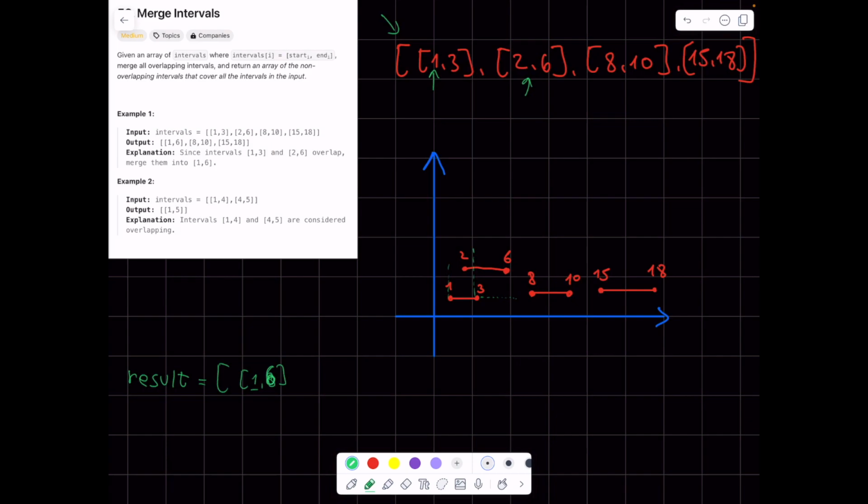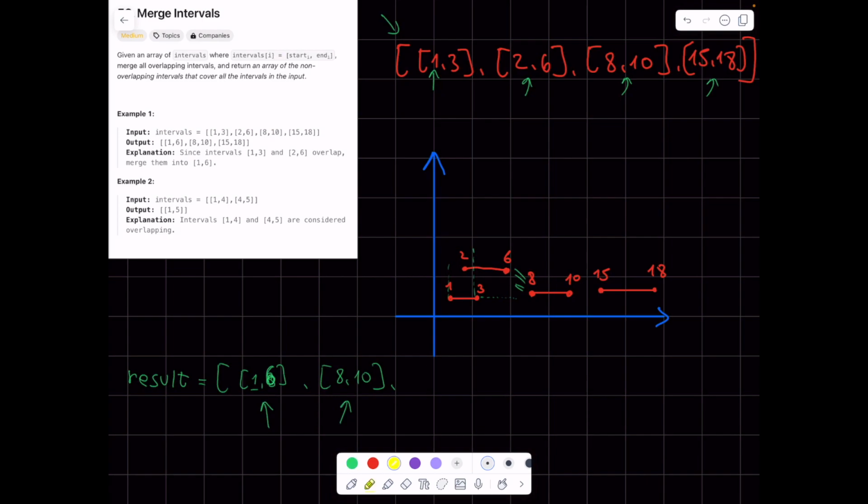Now we consider the next interval. In this case, we can see that they don't overlap, so we can add it to our result. Now when we consider the last interval, with which intervals that we've previously seen could this interval merge? It could be either this interval or this interval.